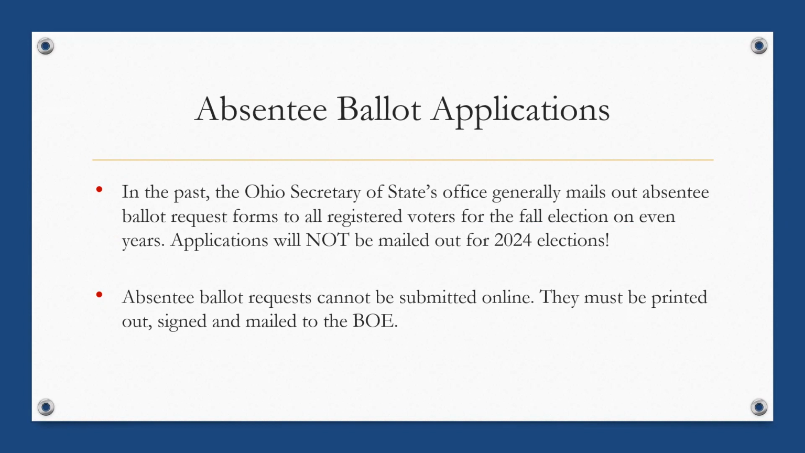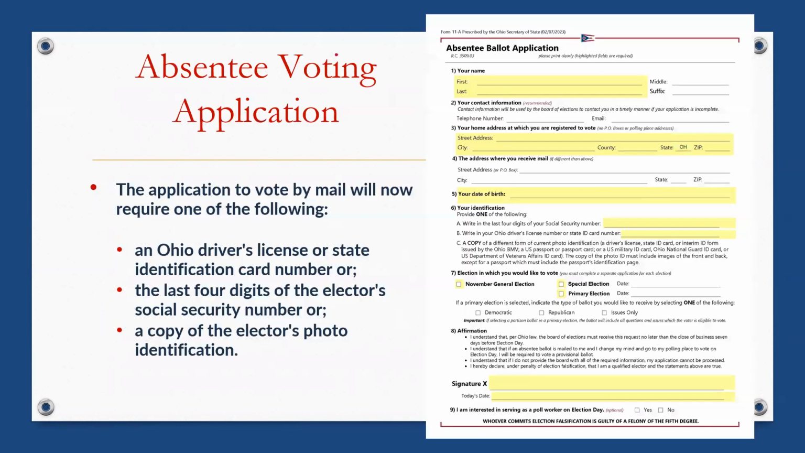So individuals that want to vote absentee will have to take the additional step of finding and getting an absentee ballot request form, which can be found online. You can get them at libraries and other community organizations. An additional step is that absentee ballot requests cannot be submitted online. They have to be printed out, signed, and mailed or delivered in person to your county board of elections.